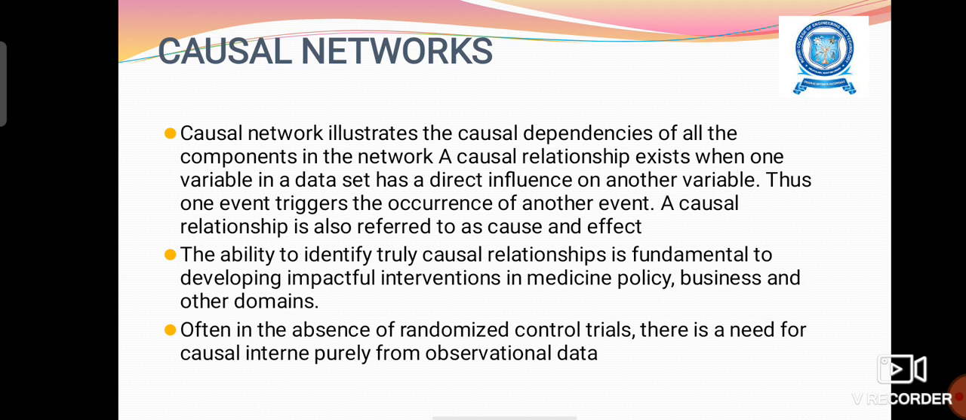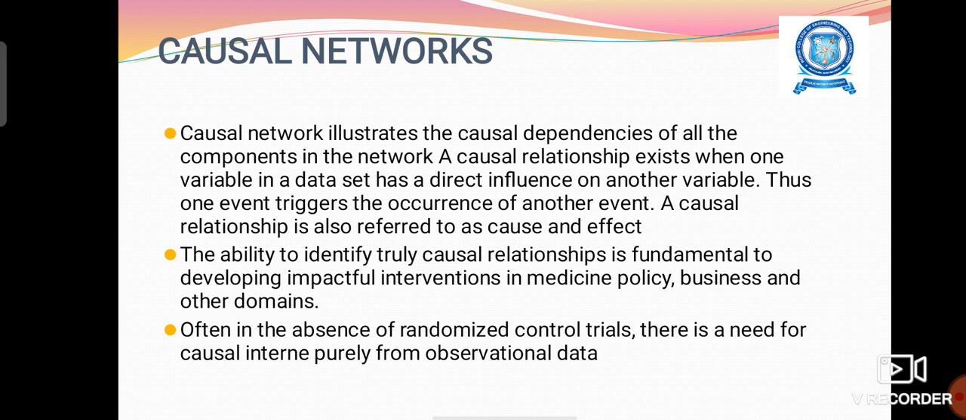Causal networks illustrate the causal dependencies of all the components in the network. A causal relationship exists when one variable in a dataset has a direct influence on another variable. Thus, one event triggers the occurrence of another event. A causal relationship is also referred to as cause and effect. The ability to identify truly causal relationships is fundamental to developing impactful interventions in medicine, policy, business, and other domains.